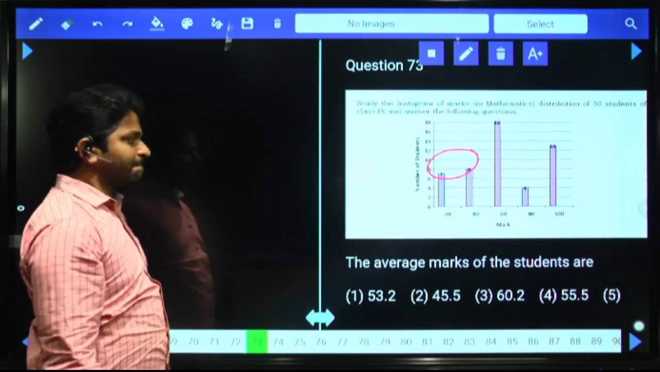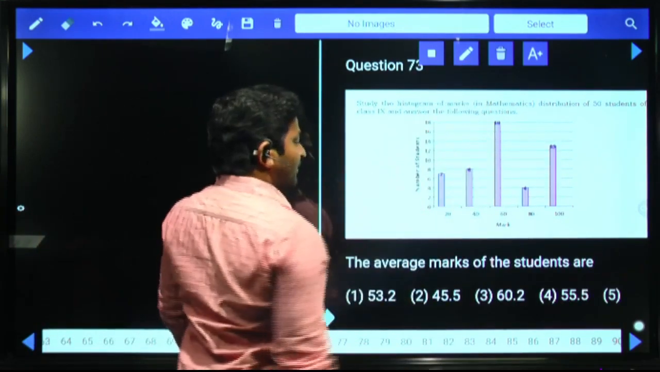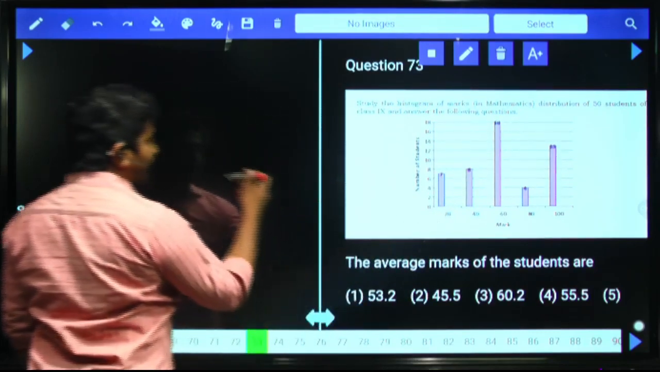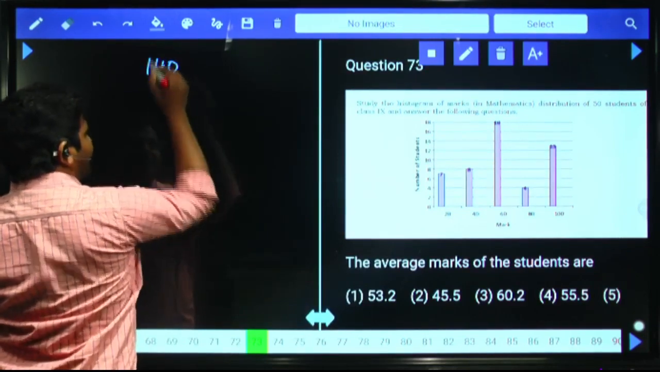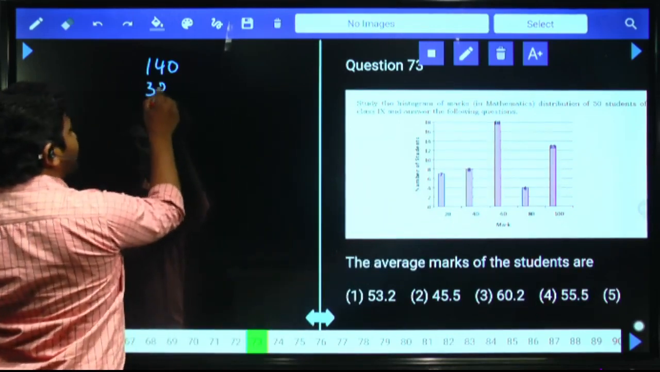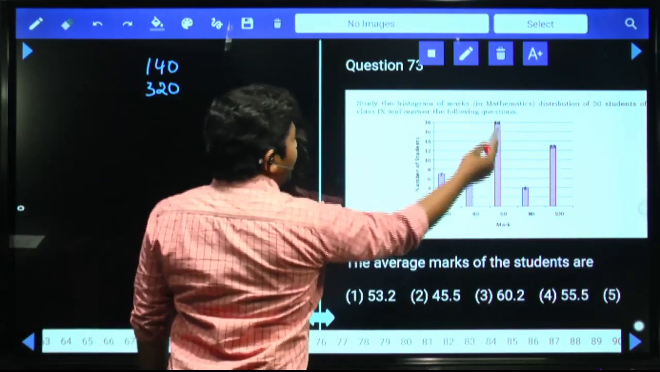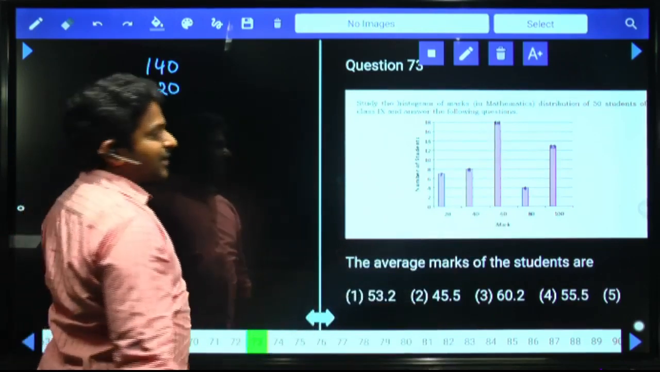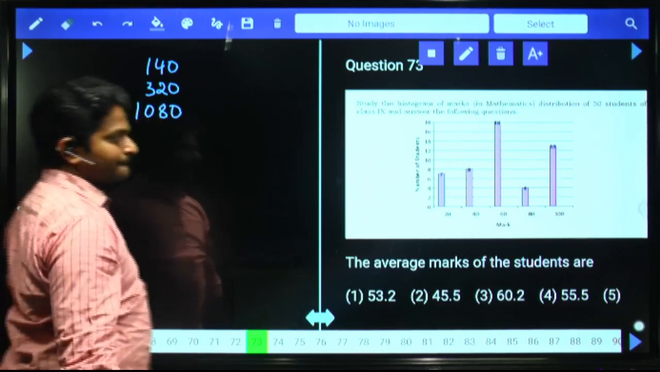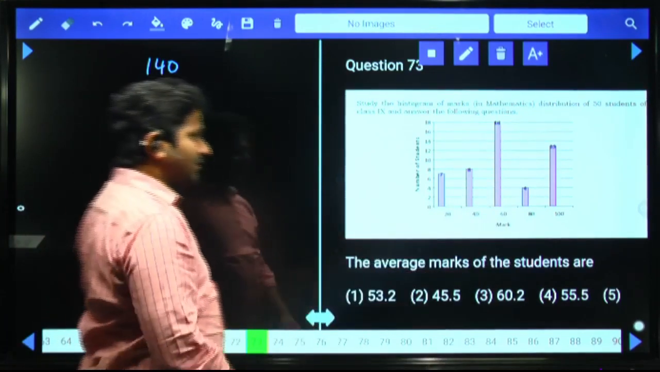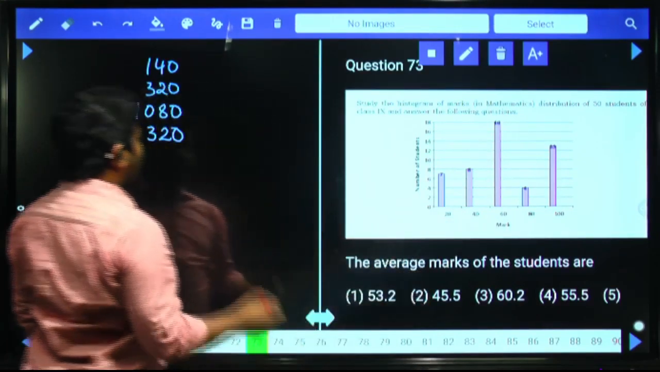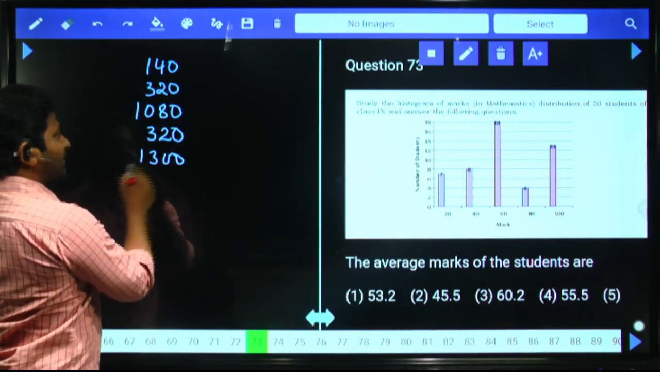Second option is the answer. The average marks of students are, right, average marks. There are 7 people who got 20, so total marks obtained by those 7 people is 140. 8 people got 40, 8 into 40 is 320. 18 people got 60 marks, then total marks obtained by those people is 1080. 4 people got 80 marks, total is 320. And there are 13 people who got 100, then the sum is 1300.